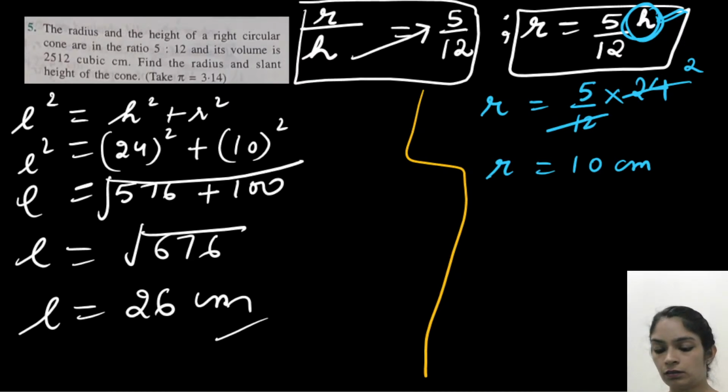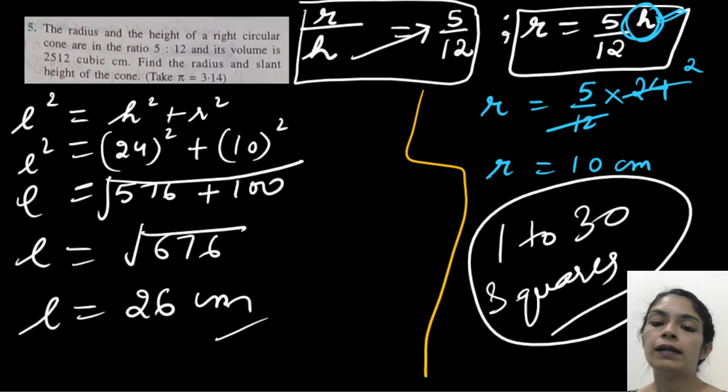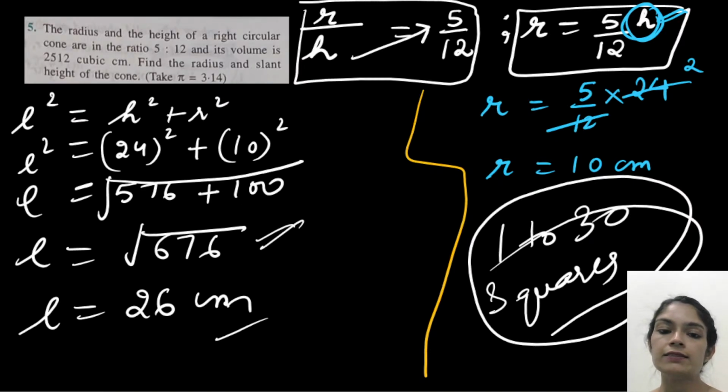Yes. R is equal to 10. Praveen has also given the answer. Yes, if you find the square root of 676, it will be 26. So make sure you know 1 to 30 squares by heart, so that whenever such numbers come, you can easily figure out the square roots. Yes, 26 centimeter. I can see the answers. Very good, you people are active with me.